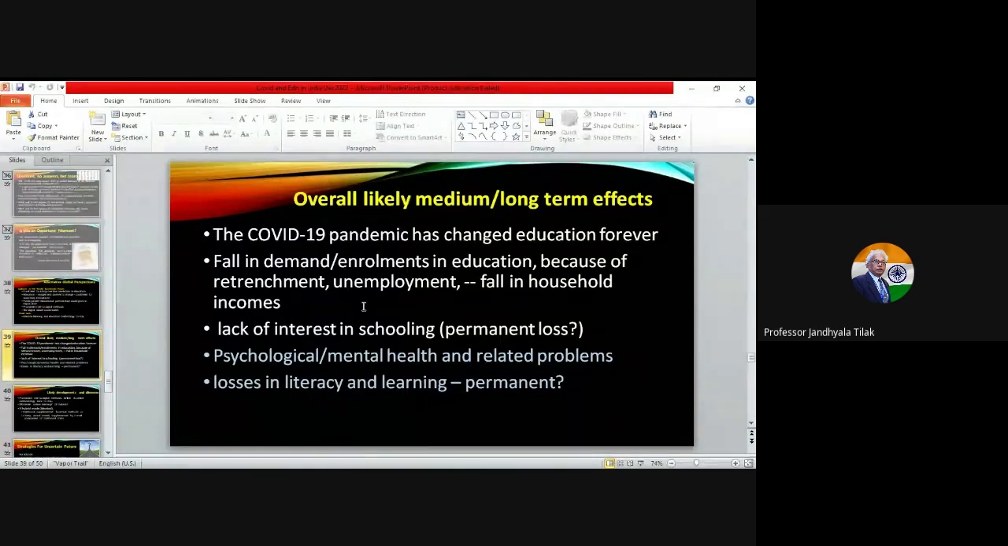The COVID-19 pandemic has changed the education sector forever. There is a fall in demand, a fall in enrollments in education, there is retrenchment, unemployment, and of course a fall in household economic levels. An important loss with respect to schooling is the loss of interest in schooling of the children and also of the teachers. Psychological and mental health problems are likely to continue for quite some time, and you need very special efforts. That's really a very big challenge.